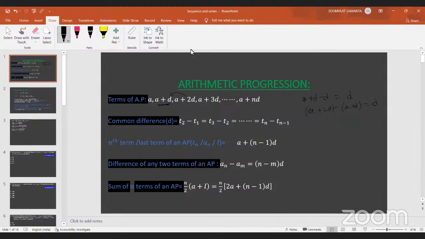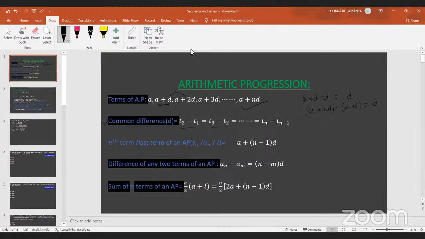So what is common difference? Common difference is nothing but second term minus first term and then third term minus second term. If they are all equal, then only we can say these all terms are in AP. If they are not equal, then we cannot say that it is in AP. That goes for common difference.